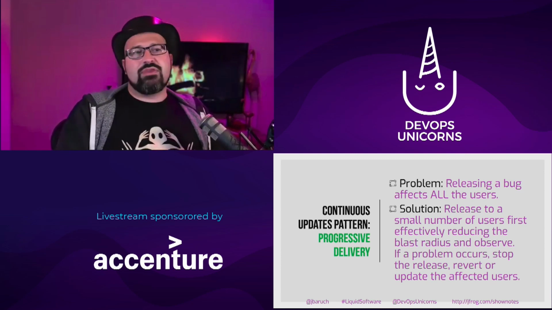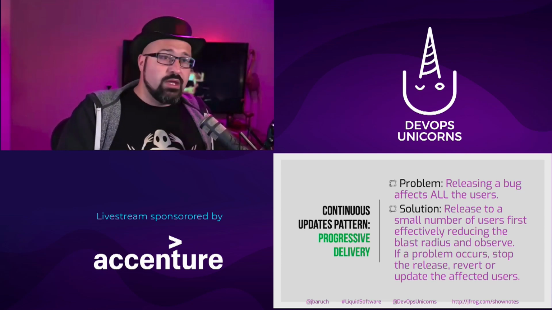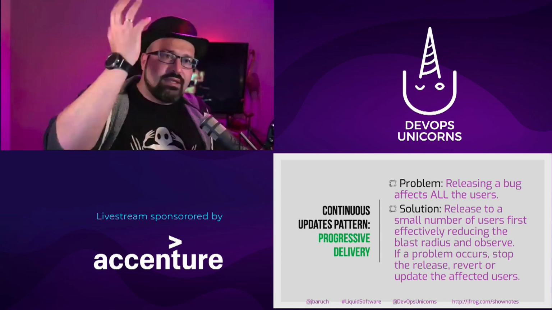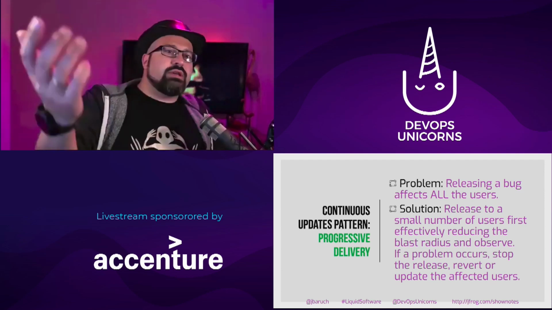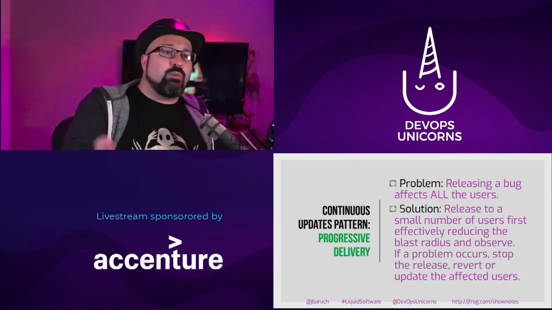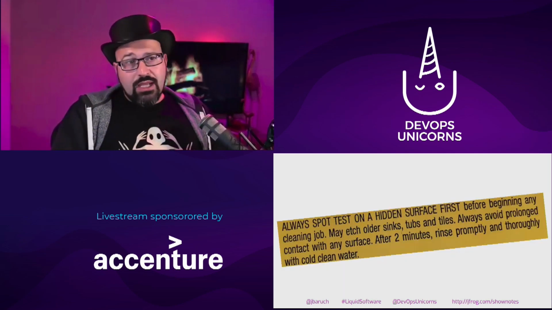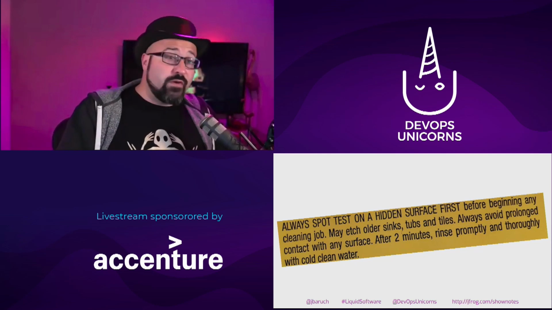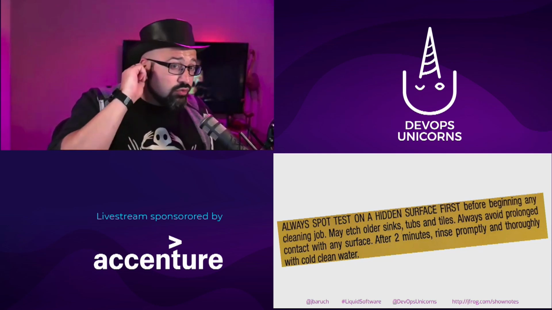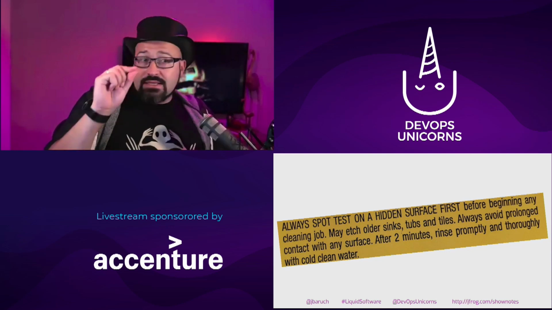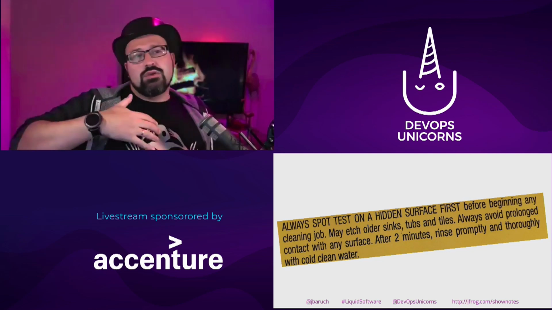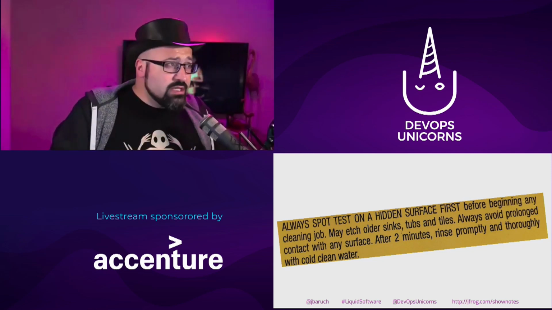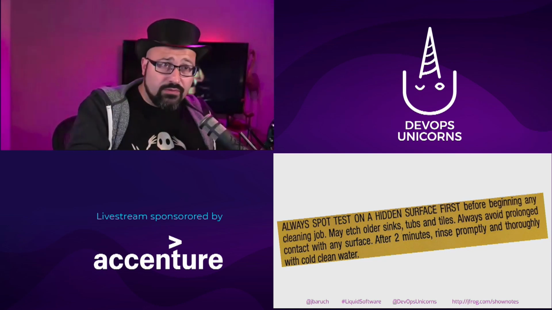Now, this concept has been with us for years. All of us learned it when we were, I don't know, 8 years old, when our parents taught us how to do laundry or helped with the laundry, right? When you use any fabric treatment, you always see: spot test on a hidden surface first. That's progressive delivery. You try it on a small piece of fabric and see how it goes. If it's okay, you apply it to everything. If not, you don't do that. This is progressive delivery, and it should be done with software as well.